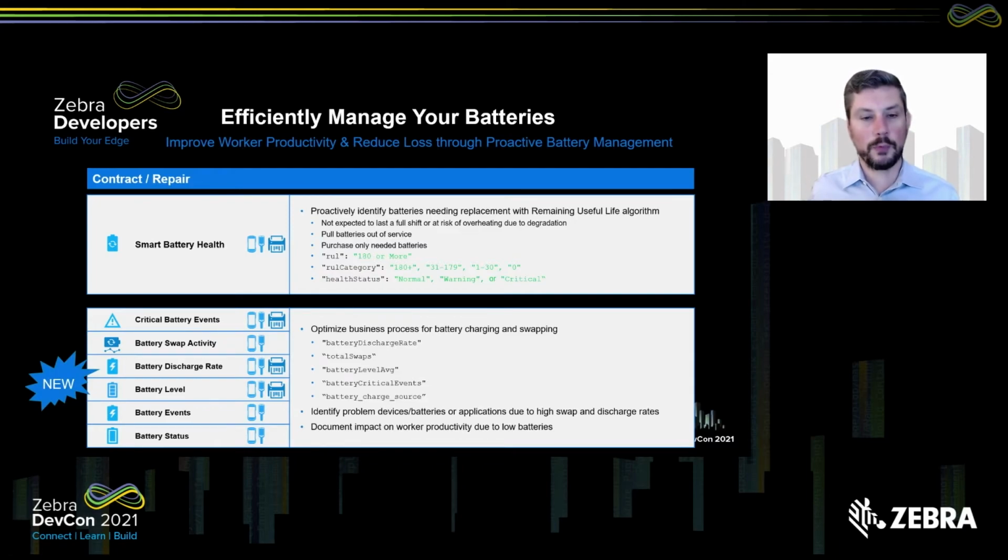And so we've come up with this category that we call our remaining useful life. Remaining useful life looks across a large number of data points. So whether it's the health status, the current draw, the age, a discharge rate, a whole host of items, and it's looking across some of the patterns that we've seen in the field, as well as comparing with manufacturers' expectations or recommendations. And then we're giving a prediction on when we expect that battery to need to be replaced.